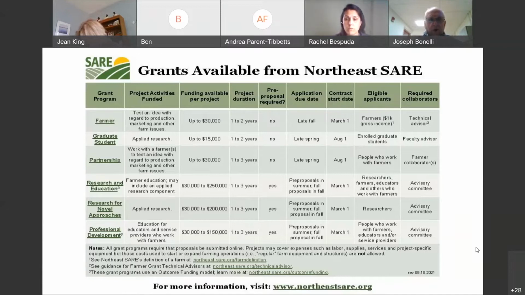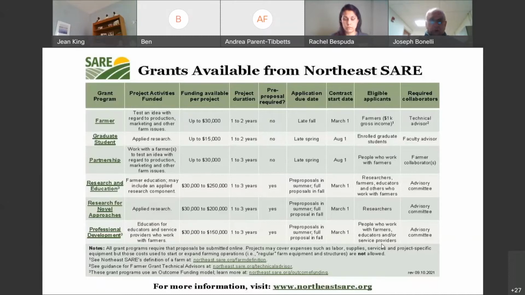If you're in a farming business, you have an opportunity to apply for up to a $30,000 grant to test an idea with regard to production, marketing, or other farm issues. You are required to have a technical advisor, but again, these are farmer grants. As you see from the chart, the application due date for this year will be late fall, and you can stay tuned to the Northeast SARE website for when that date is going to be available.